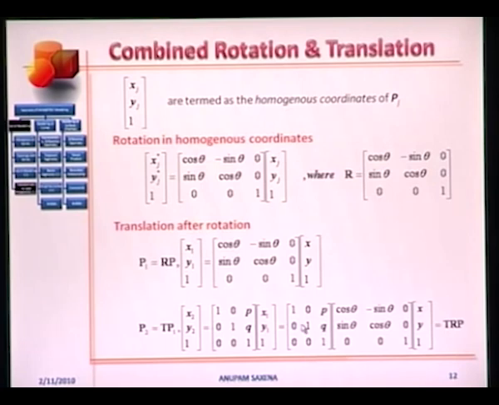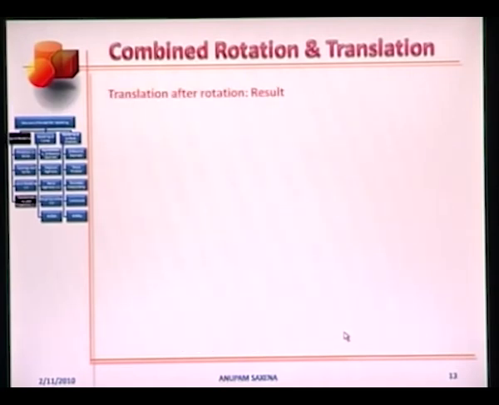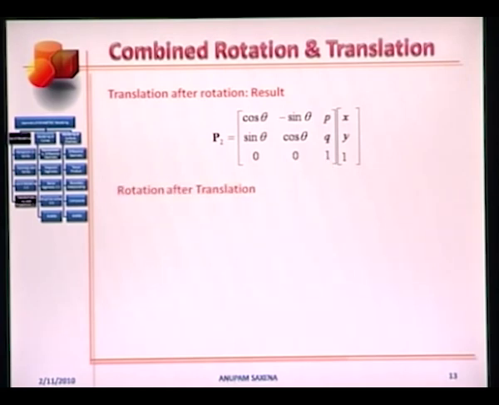We can multiply this 3 by 3 matrix, which is the translation matrix, and this 3 by 3 matrix, which is the rotation matrix, to get cosine of theta, minus sine of theta, p, sine of theta, cosine of theta, q for the second row, and 0, 0, 1 for the third row. Instead, had I performed rotation after translation, things would have been slightly different.